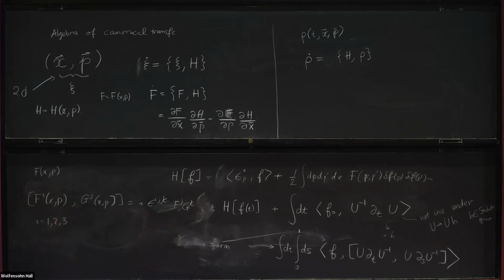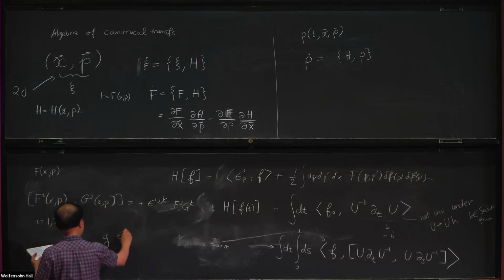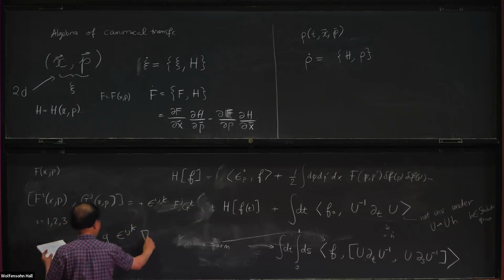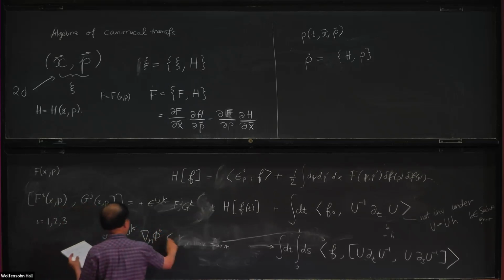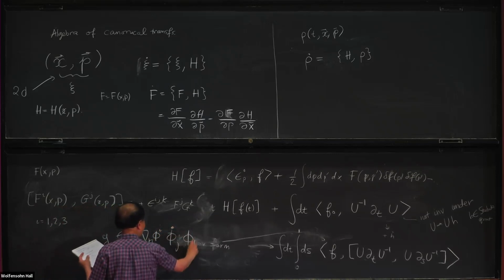And one can check that this is a consistent extension of the algebra of canonical transformation. One can redo the calculation and find that in this case, the 3-point vertex is still, I'd say, irrelevant, but much less irrelevant than it is in the spinless case. So there is one coupling constant that looks like epsilon ijk, grad n of phi I, phi j dot, phi k.